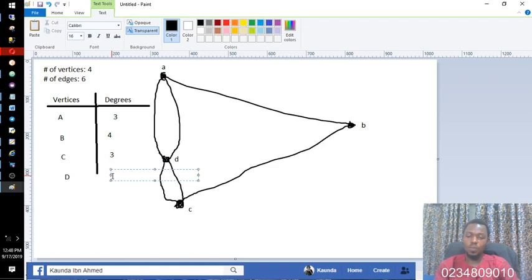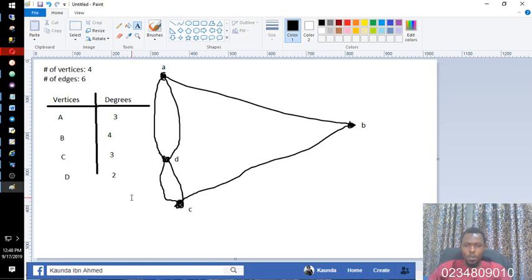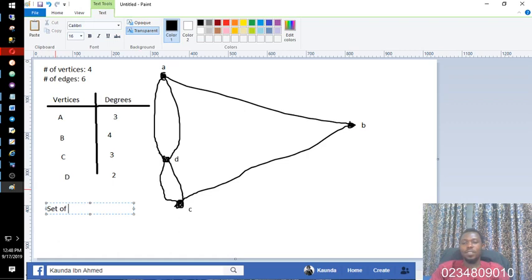This doesn't have an isolated vertex, and it doesn't have an incident vertex. So that is the description we've given, and then the set. So the set of vertices, we have A, B, C, D. And then the set of edges we have AB, BC, then CD, and then DA. But remember, A and B has a parallel edge, so that has a duplicate.